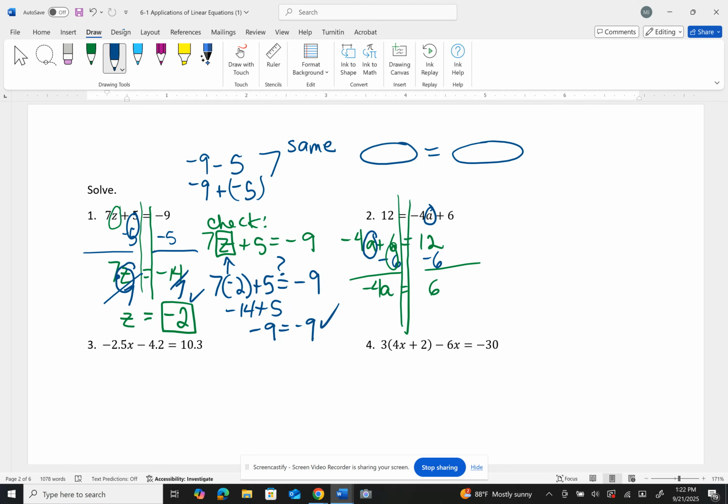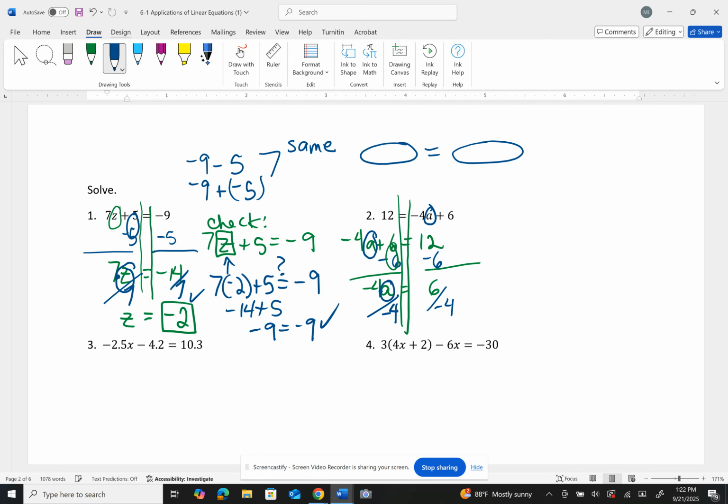Now, what's going on between the negative 4 and the a is multiplication. And division is what undoes multiplying. So I'm going to divide. And here I want to divide by a negative 4, not a positive 4.